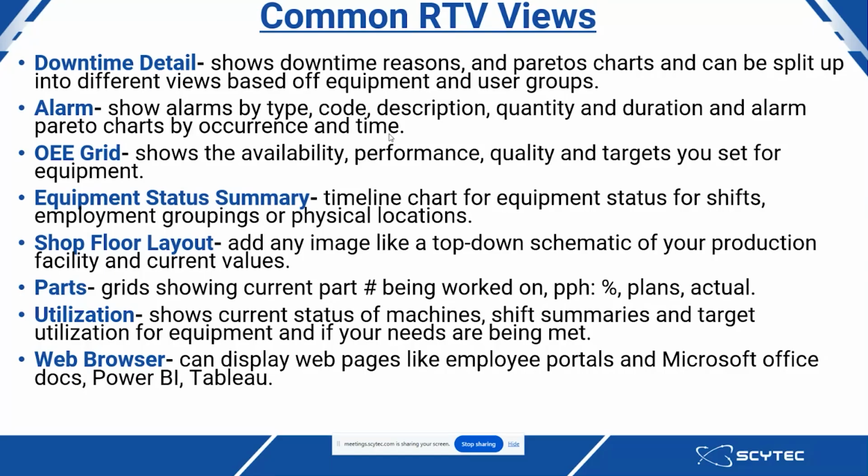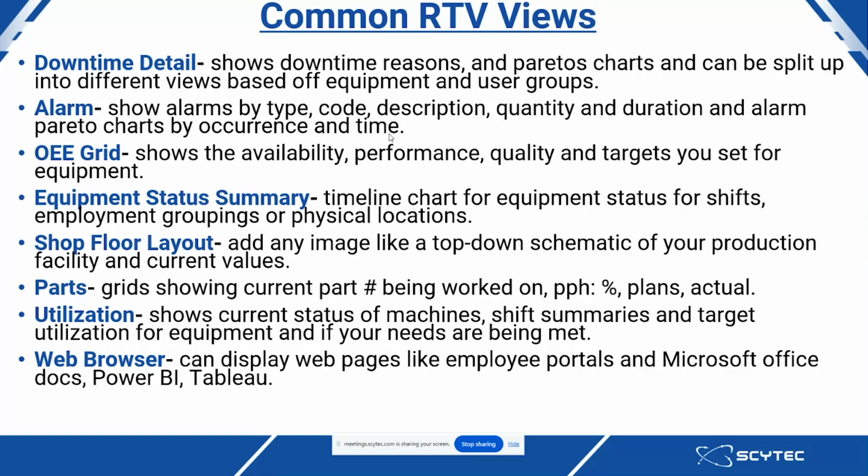Next up, we have the alarm that I just went over. We have our OEE grid that shows the availability, performance, and quality and targets you set for your equipment. Next up, we have our equipment status summary. And this is going to be showing things like a timeline chart for equipment statuses for shifts, employment grouping, or physical locations. And I'm going to be showing you a couple of these as well to see kind of what they look like. One of which includes the shop floor layout.